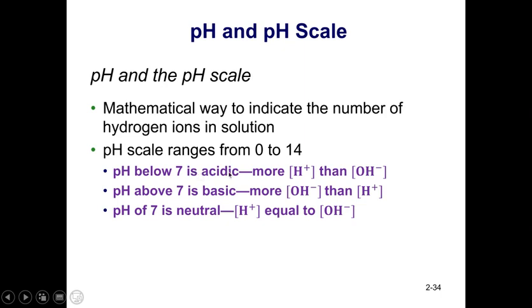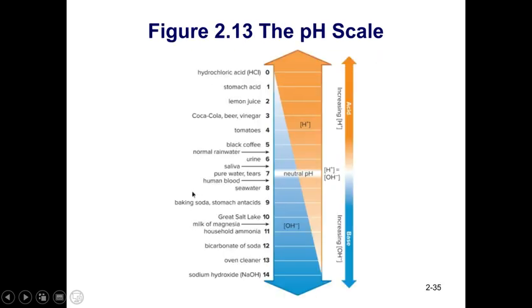In a solution that has more hydrogen ions than hydroxide ions, it's going to be acidic. Again, if it has less, then it's going to be basic. So here we have a scale.